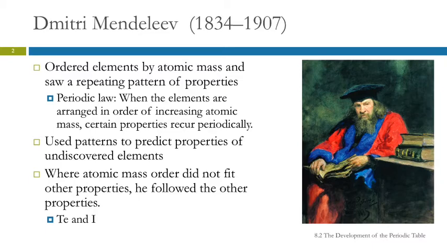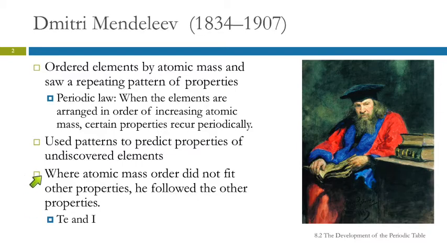So he used the patterns he observed to predict properties of undiscovered elements. Back in the late 1800s, we had not found all of the elements that we have now. They were there, but we just hadn't discovered them yet. So he predicted the properties, and we'll look at that.